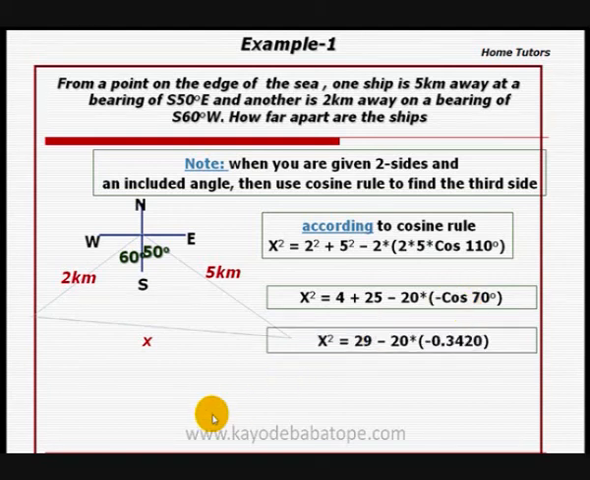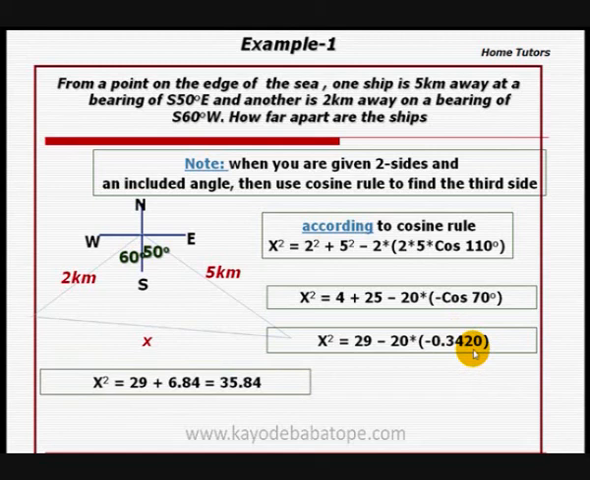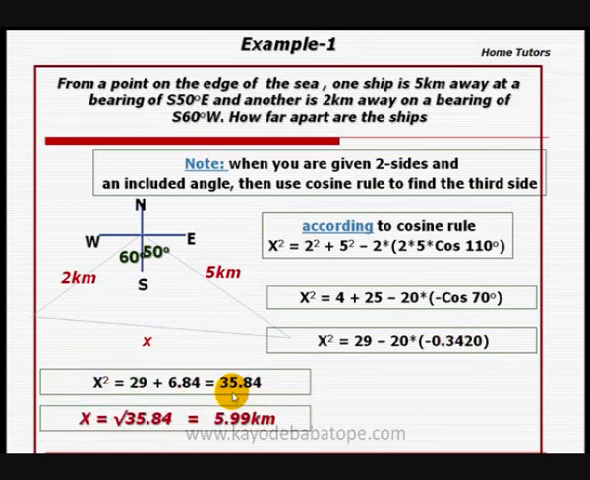So we go ahead and that gives us x squared equals 29 minus 20 times minus 0.3420. And that gives us a result of x squared equals 35.84. And that gives x equals the square root of 35.84, which is approximately 5.99 kilometers. So the two ships are about 6 kilometers apart.